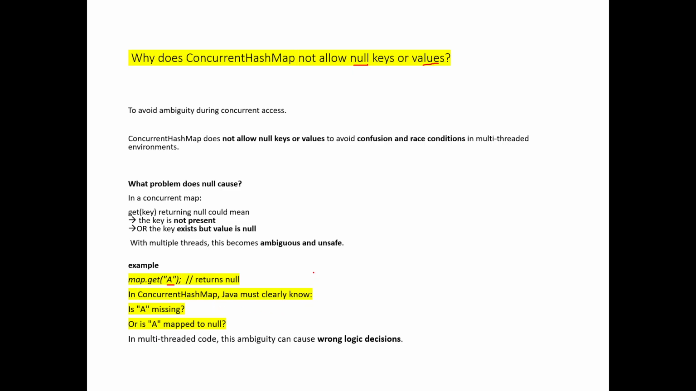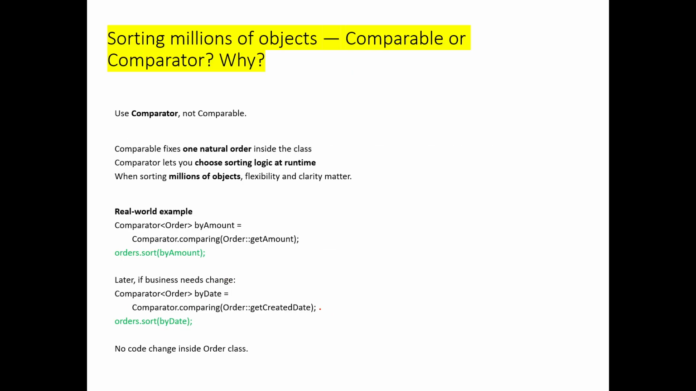So for that reason, ConcurrentHashMap has not allowed null keys and null values, but in HashMap we can have a null key once and values as many times as you want. The null key can be only once. Why? Because in HashMap we are maintaining a hash table, and in that the 0th bucket by default is null. So for that case they are allowed, but in ConcurrentHashMap they are not allowed because of ambiguity. Got it? Now let's move to the next question.